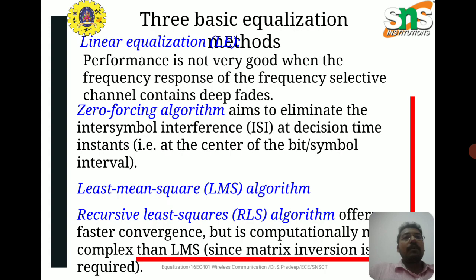The three basic equalizations are linear equalization. Its performance is not very good when the frequency response of the frequency selective channel contains deep fades. Zero forcing algorithm aims to eliminate the inter-symbol interference at decision time instance. The least mean square algorithm and recursive least mean square algorithms offer faster convergence but are computationally more complex than LMS.